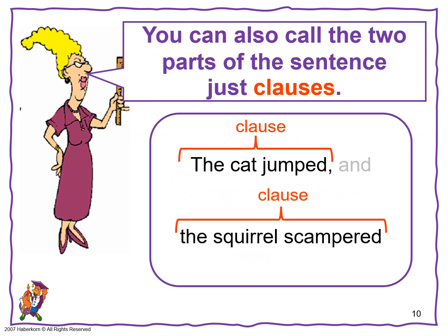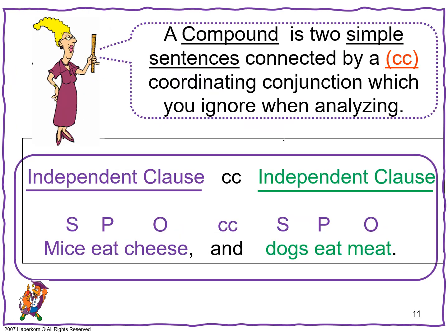When you're analyzing sentences, you can just refer to the parts of the sentence as a clause, whether it's dependent or independent. You can just call it a clause. Everybody will know what you're talking about, unless, of course, what's important is if it's independent or dependent. A compound sentence is two simple sentences connected by a coordinating conjunction, which you ignore when you're analyzing. So you read, mice eat cheese, dogs eat meat, and you ignore the coordinating conjunction.